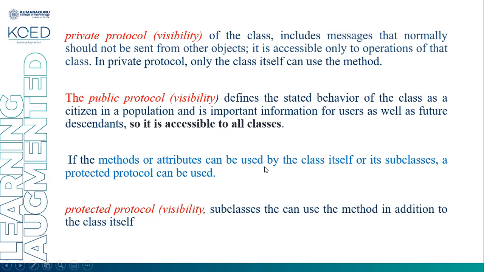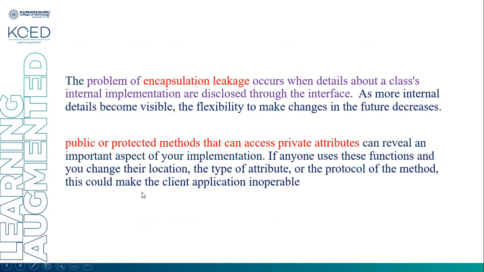If the methods and attributes can be used by the class itself or its subclass, a protected protocol can be used. With protected protocol visibility, the subclass can use the method in addition to the class itself. The subclass can access the methods and attributes which are declared as protected protocol.